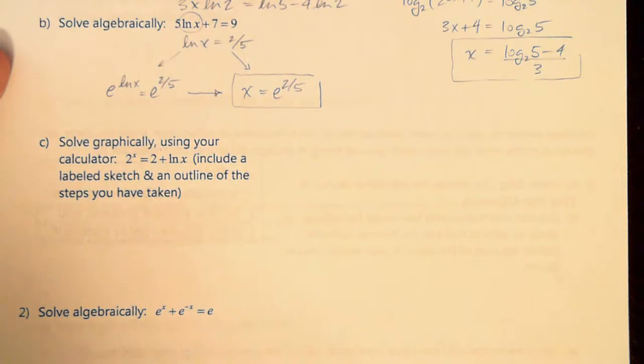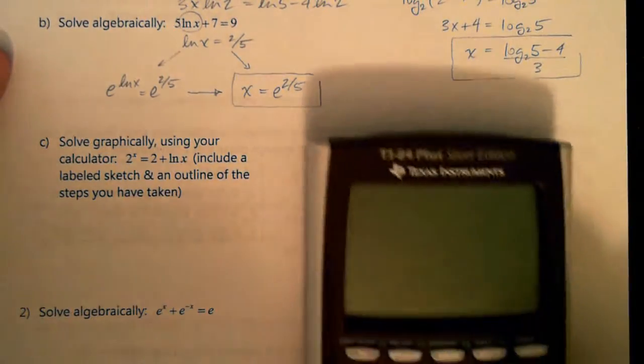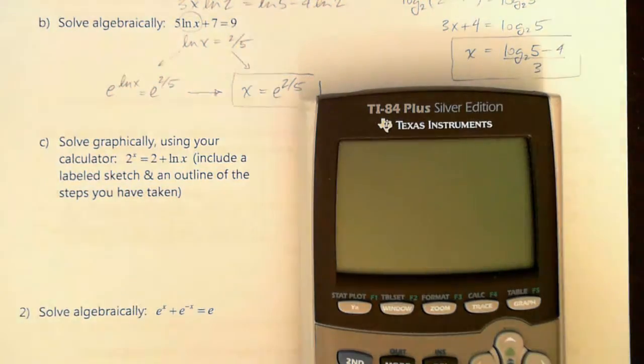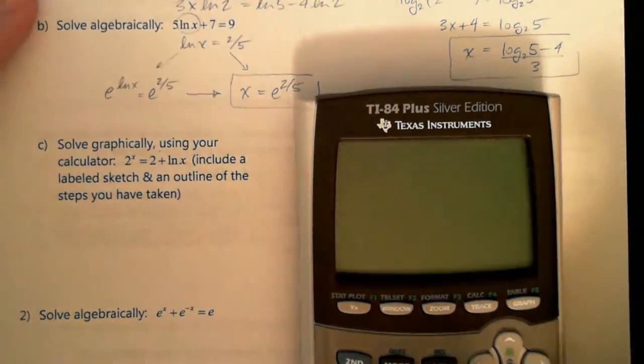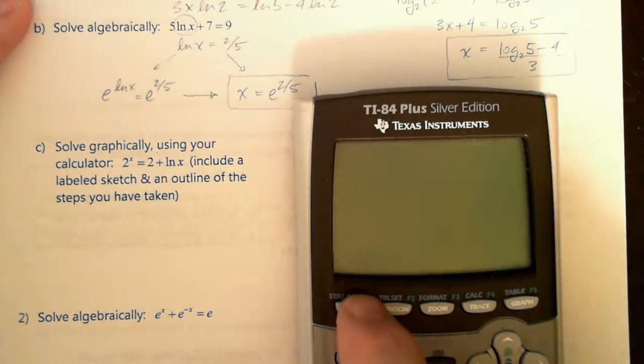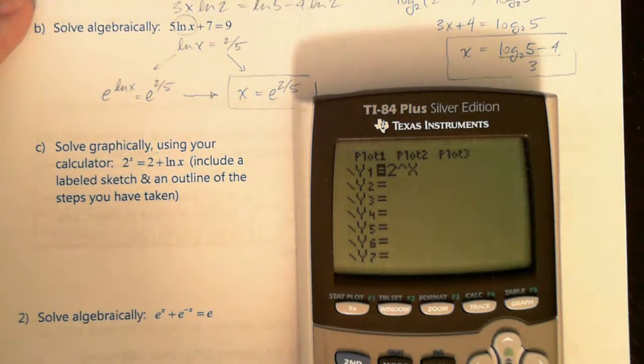The next one we have here is to solve using our calculator. And for this one, it's important we understand the limitations of the calculator. And so I'm going to go ahead and type in 2 raised to the x as my first function, and then I'm going to type in 2 plus ln x as my second function.